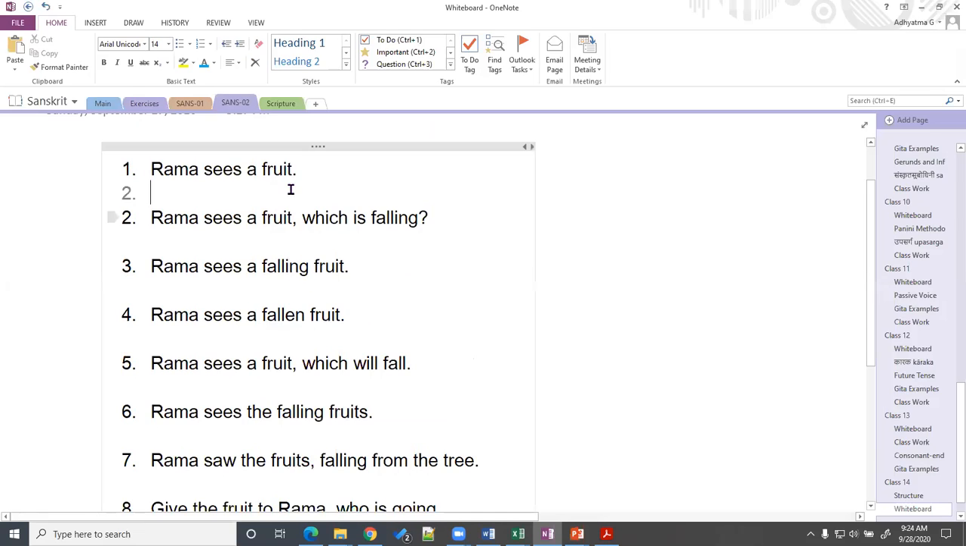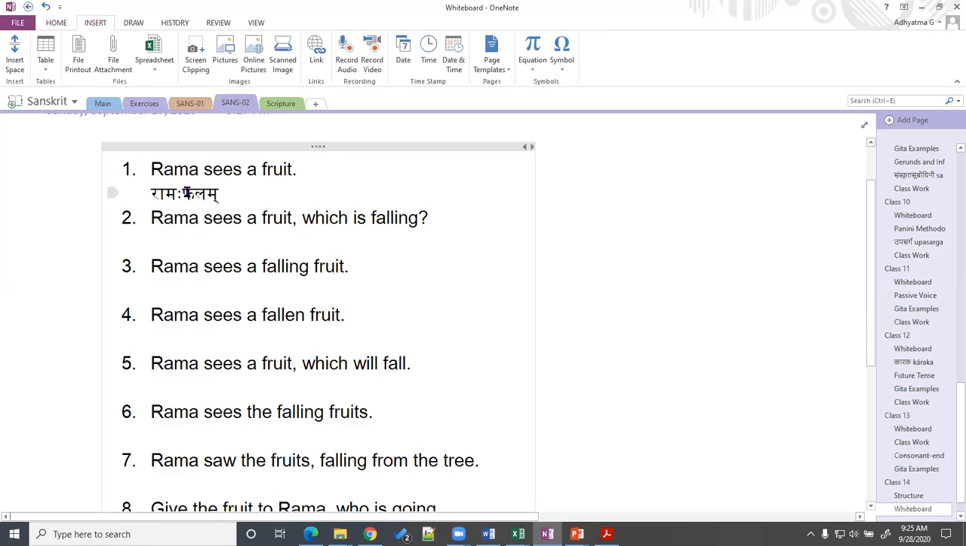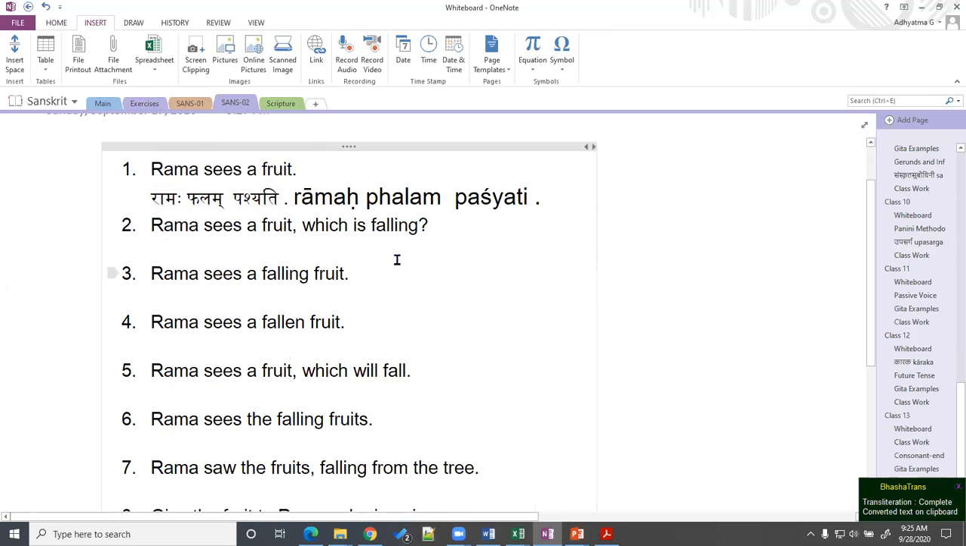If you look at, for example, this very simple sentence, Rama sees a fruit. If I have to make a Sanskrit of it, it's very straightforward. Ramaha phalam pashyati. Rama sees a fruit. Rama phalam pashyati.